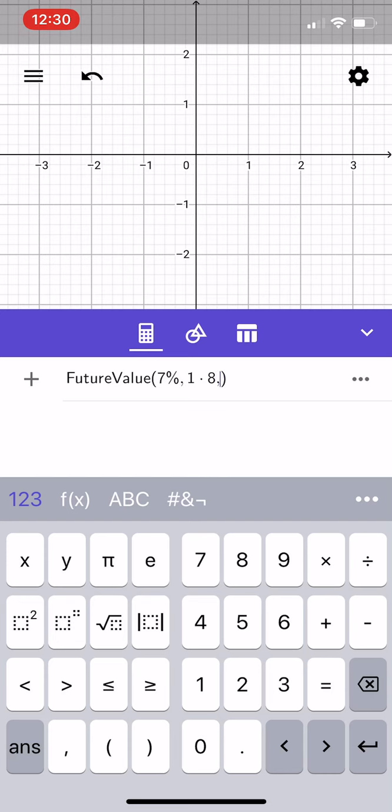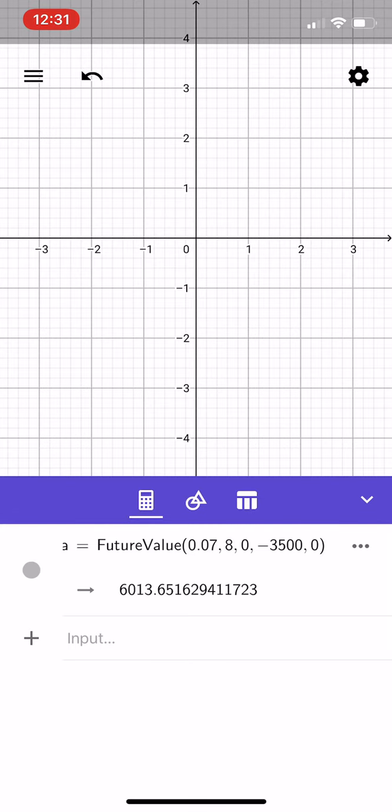And then I'm supposed to put in payment, but we didn't have a payment on this problem, so it's 0. My present value was negative $3,500. And then at the end, I'll put a 0. And then down there, it has an arrow pointing at $6,013 and 65 cents is what I would round that to. So that's my future value.